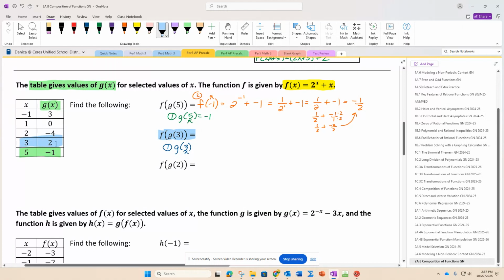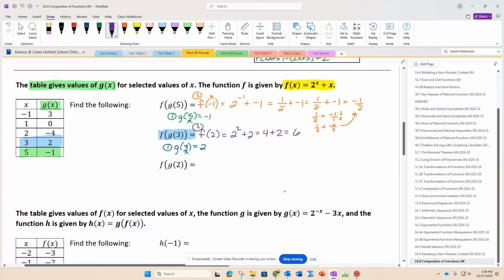And so my output that corresponds to is 2. So that tells me g of 3 is 2. So now what that allows me to do is substitute or replace g of 3 with its output value. So f of g of 3 now becomes f of 2. And now I would evaluate f of 2. So this now becomes 2 squared plus 2, which is 4 plus 2, which is 6.